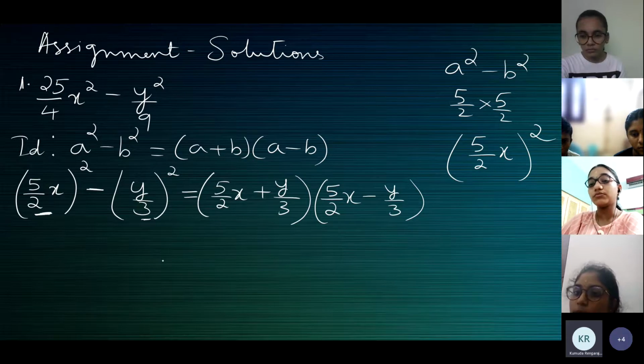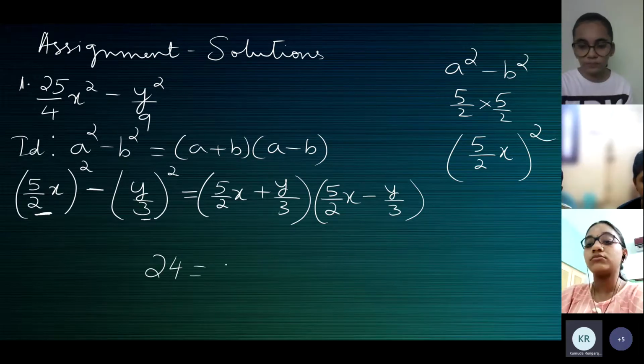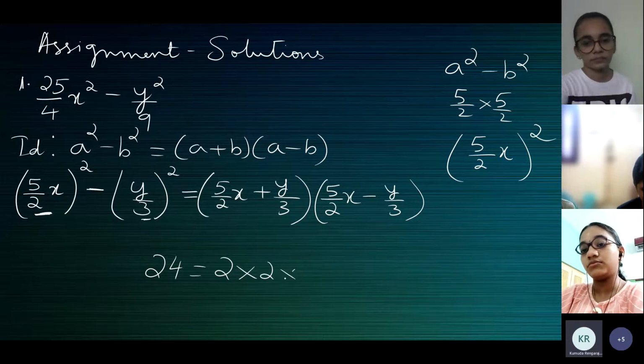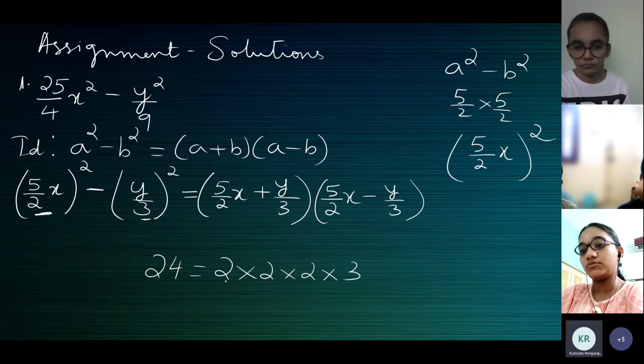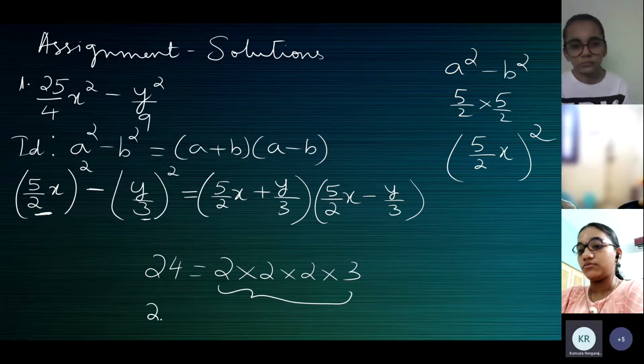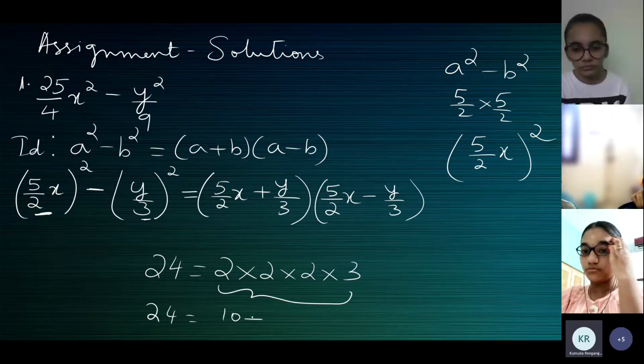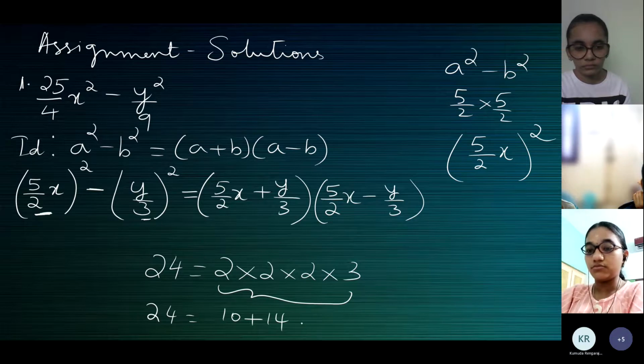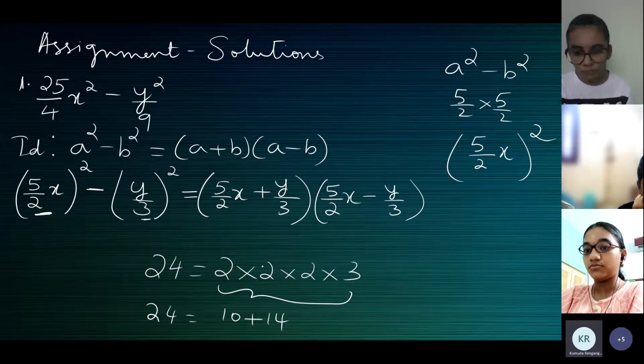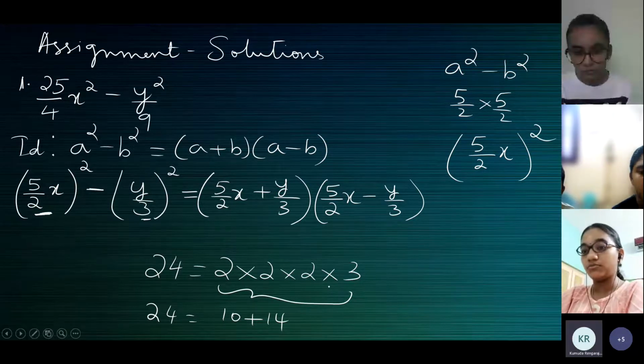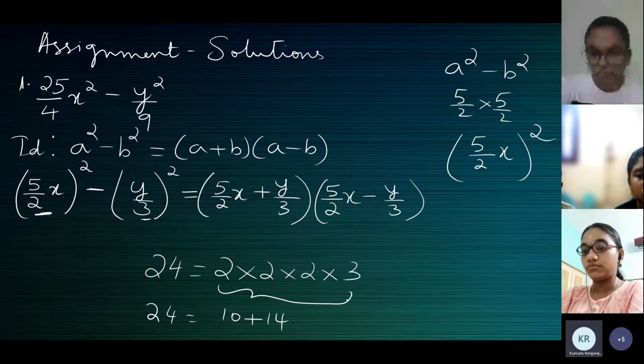Like, for example, if we have to factorize the number 24, 24 is equal to 2 into 2 into 2 into 3. So this is factorization. Now writing 24 as 10 plus 14, this is not factorization. Factorize means the final answer will be a product of the factors. So like you see here, 2 into 2 into 2 into 3, product of the prime factors.